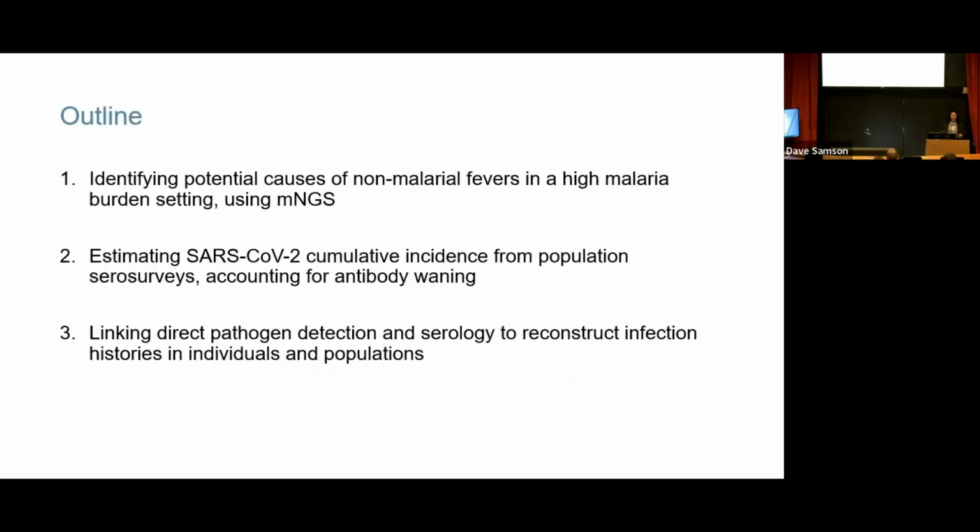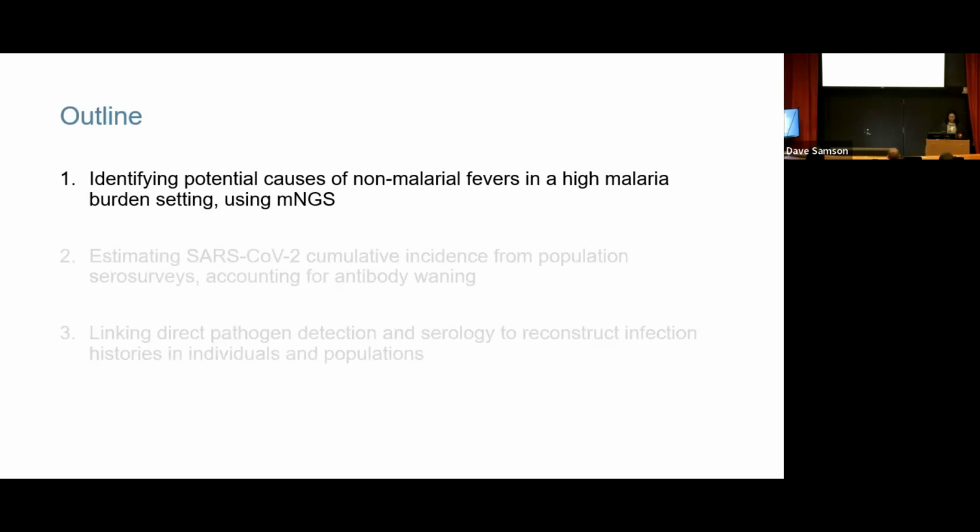So in today's talk, I will present 3 different vignettes, trying to link these ideas together. The first one is a study that we recently did, trying to investigate causes of non-malarial fevers in a high malaria burden setting using metagenomic sequencing. I'll then talk about some of our COVID serology work. In particular, I'll present some of our methods trying to estimate cumulative incidence for SARS-CoV-2 from population serosurveys, accounting for waning of antibody responses. And then if I have time at the end, I'll present some work where we've been trying to link direct pathogen detection with serology to try to reconstruct infection histories.